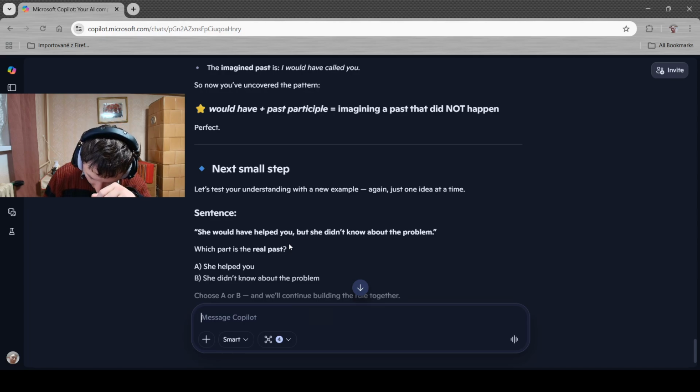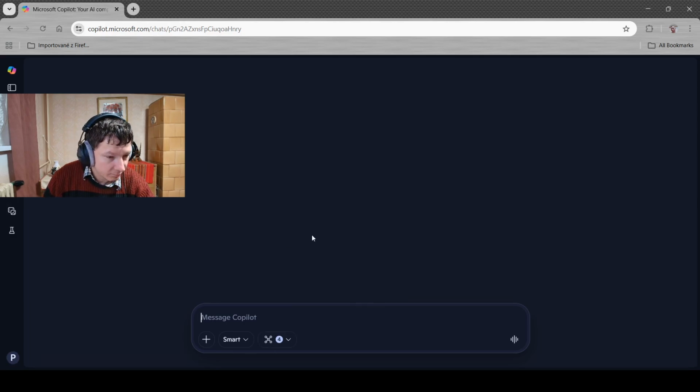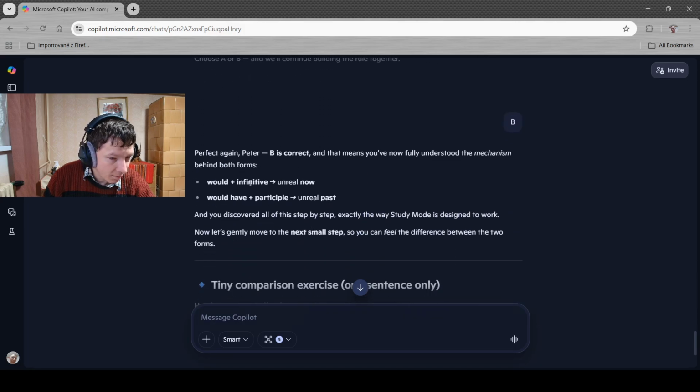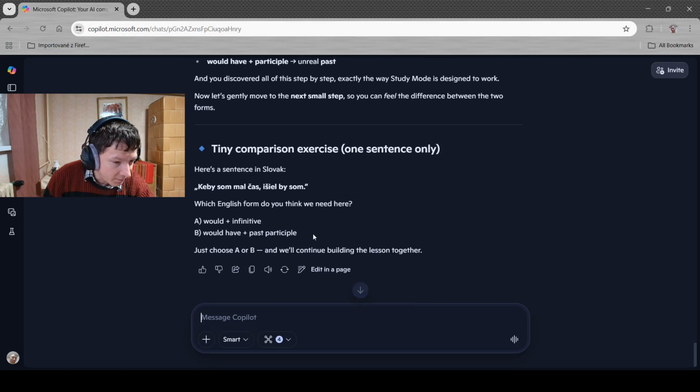You have to wait, and here is F5. B. Perfect again, Peter. B is correct, and that means you've now fully understood the mechanism behind both forms. Would plus infinitive means unreal now. Would have plus participle means unreal past. And you discovered all of this step by step exactly the way study mode is designed to work. Now let's gently move to the next small step so you can feel the difference between the two forms.